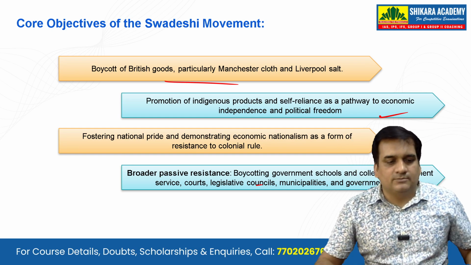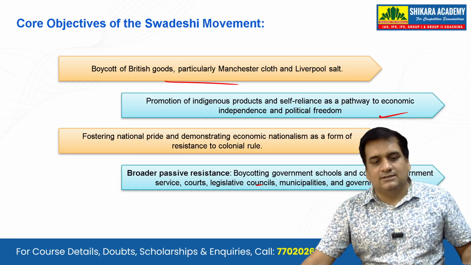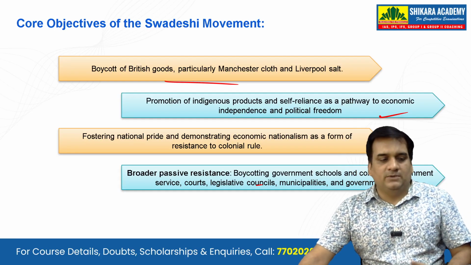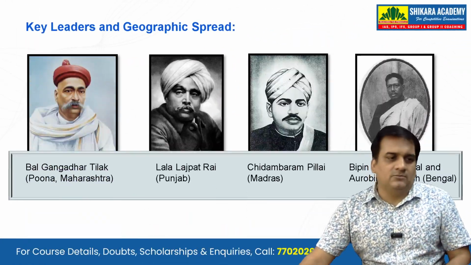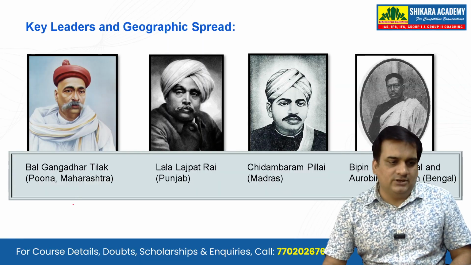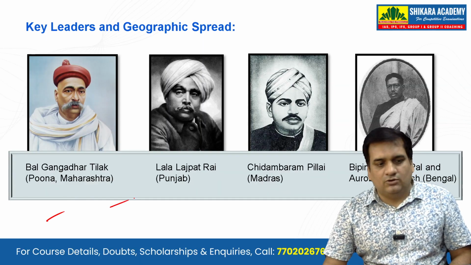And also there was broader passive resistance: the schools and colleges were being boycotted, the services were being boycotted, the government titles were being boycotted. Who were the key leaders here? Obviously the Lal Bal Pal trio were there.